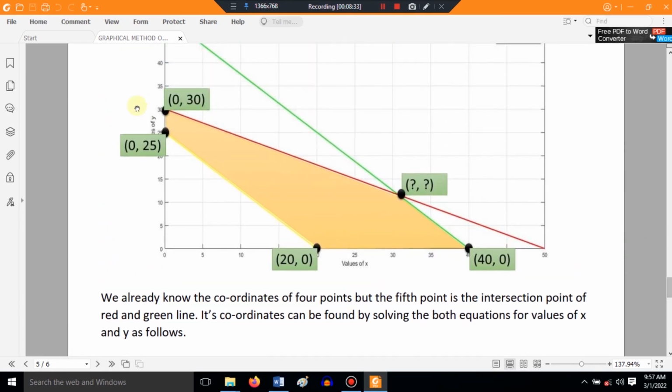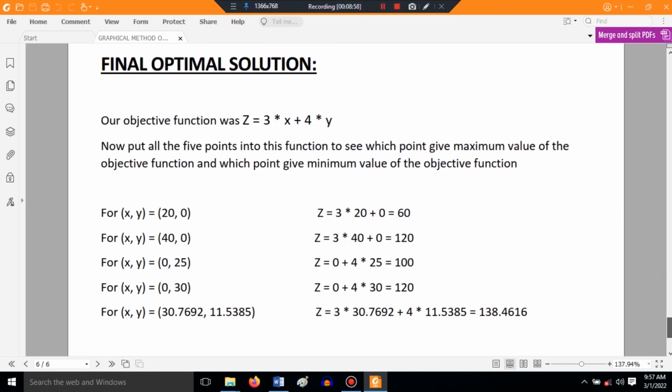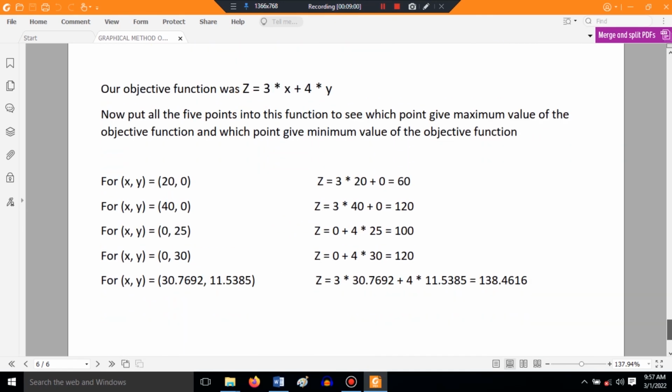Now we have found the coordinates of all the 5 corner points. The optimal solution must be one of these points. So we will simply put all these points into our objective function and calculate its value for each of these corner points. Then we will check which point gives us the maximum value of the objective function and which point gives us the minimum value.